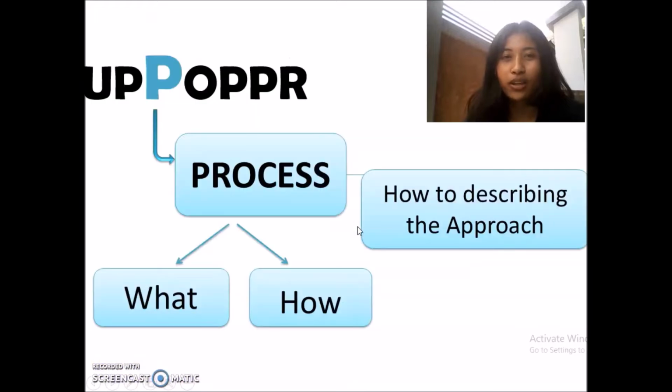Okay, let's move to the next one, that is P, the second P, which stands for process. This step is used to increase the involvement in your presentation. There are 2 processes in this step: what and how. What is to explain what needs to be covered in your presentation, while how focuses on the method, especially on how you are going to teach the material.